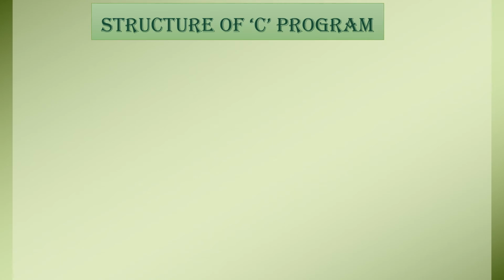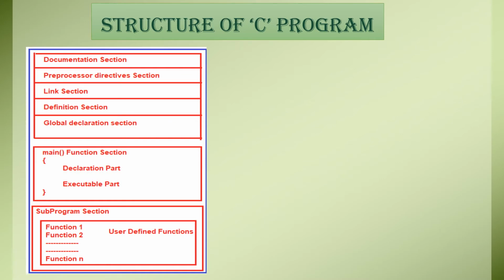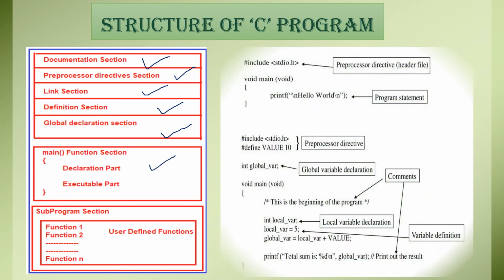Here is the structure of a C program. That means the way the C program is written, we have to follow some steps. We have to use some sort of structure for it. So it has different parts like documentation section, preprocessor directive section, link section, definition section, global declaration section, then main function section where declaration part and executable part are there, then the subprogram section.